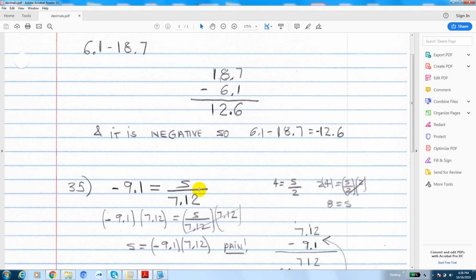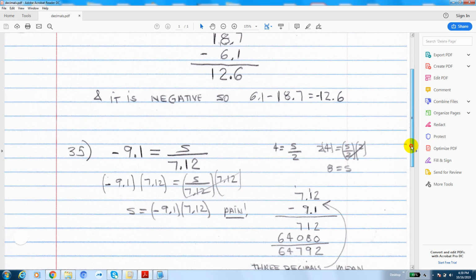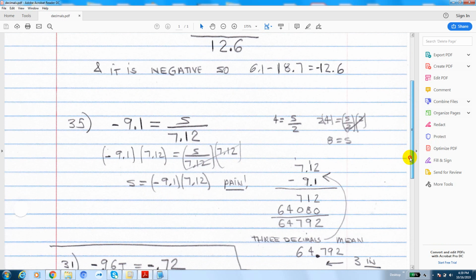You do the same thing here, except it's a pain because you have this 7.12. You have to multiply both sides by 7.12. So that knocks out the 7.12 on this side, but now you're stuck with negative 9.1 times 7.12. This is a pain, and this is why you have to review decimal math.